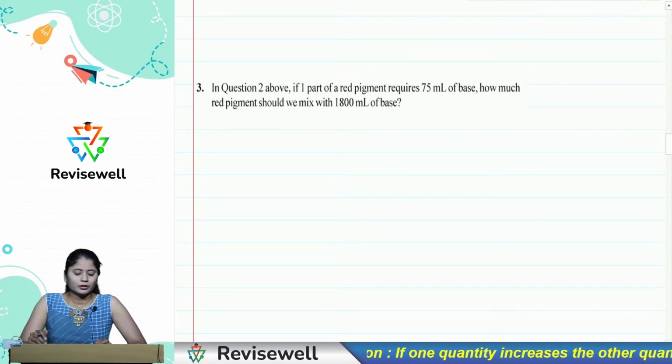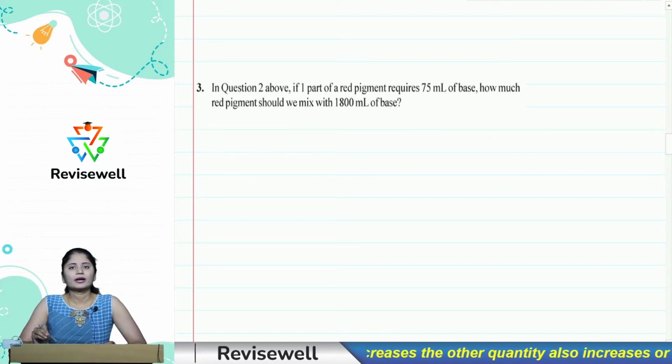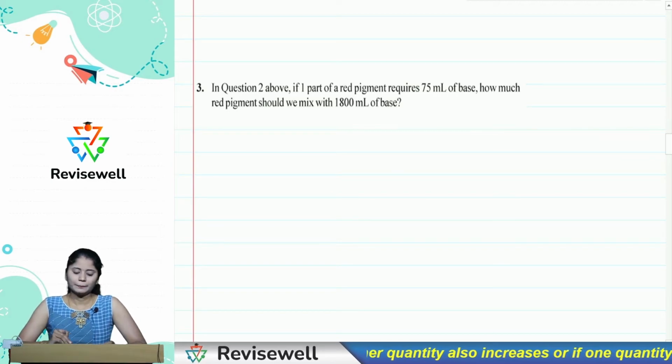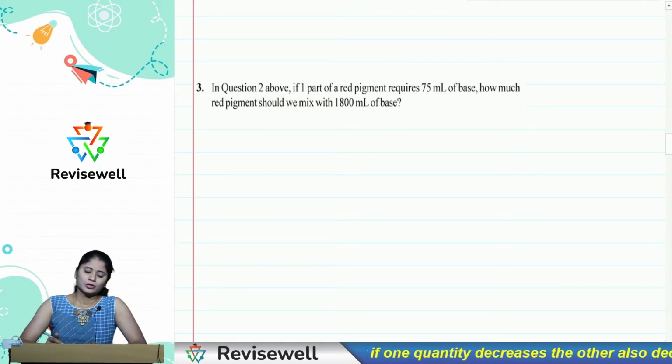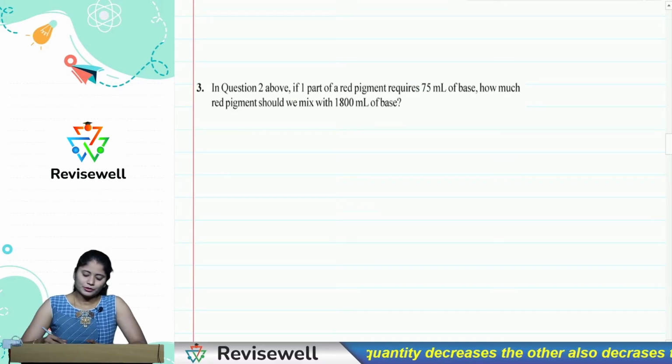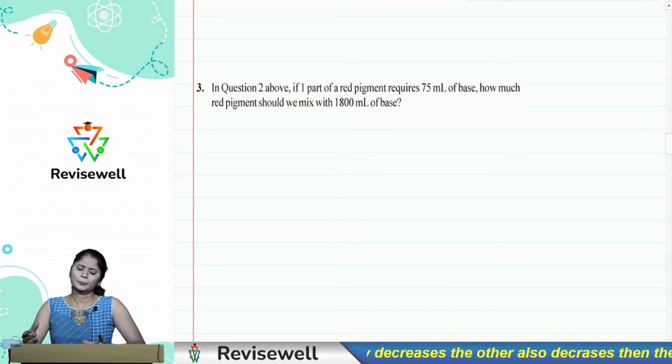Okay. Third question. In question 2, if one part of the red pigment required 75 milliliters of the base, how much red pigment should be mixed with 1800 milliliters of base? Okay, similar question it is. So, he has clearly mentioned. So, again we will follow.